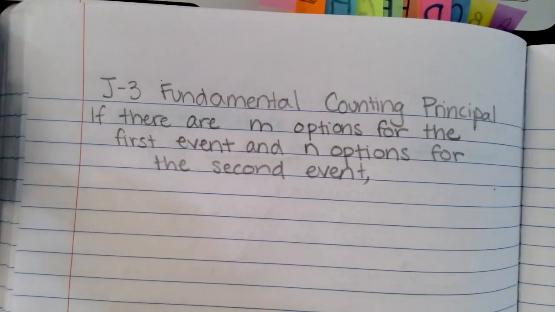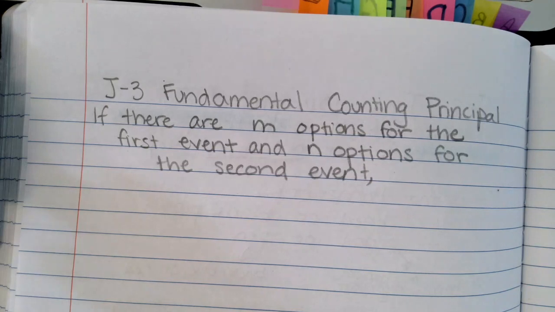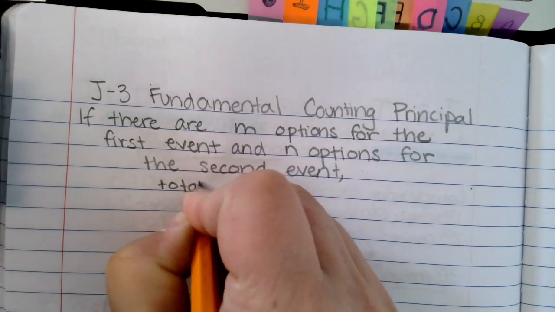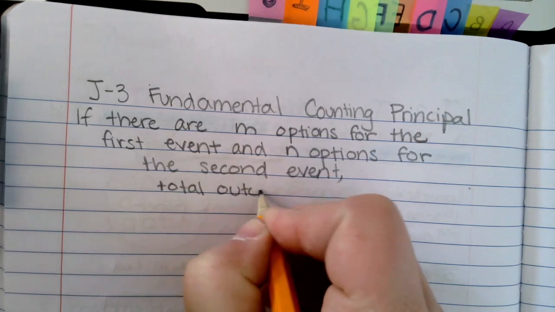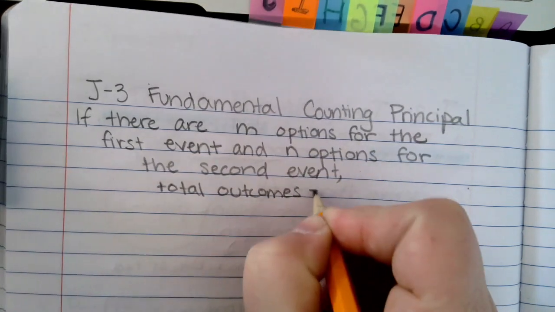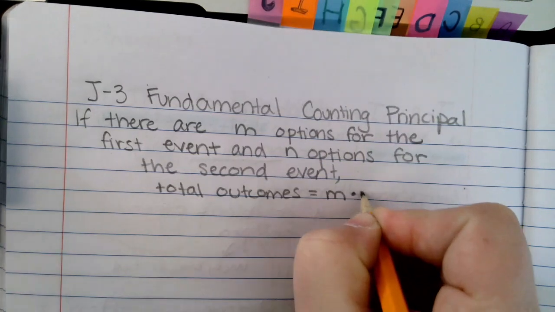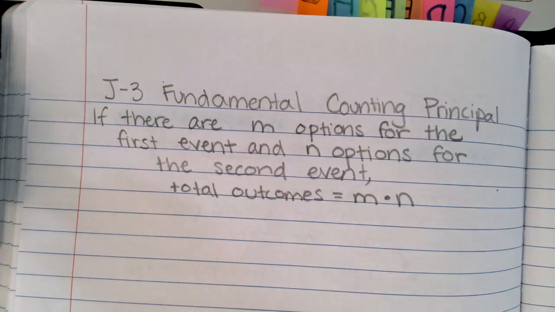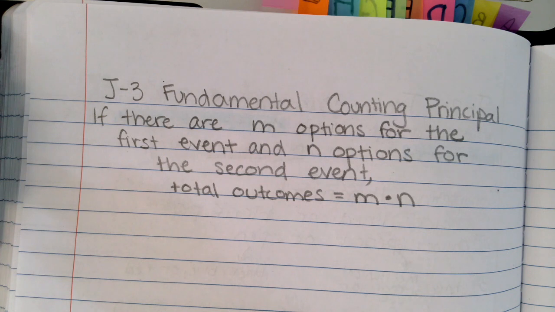then our total outcomes is M times N. So we multiply how many options there are for each event or each decision we're going to make, and that will give us our total amount of outcomes. So then when we find probabilities, it goes a little bit faster because we won't have to write out all of those options. We'll talk more about finding those probabilities in J4 and J5. Today we're just going to worry about total outcomes.